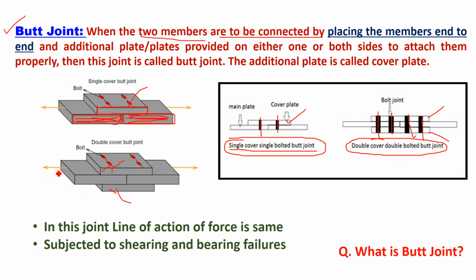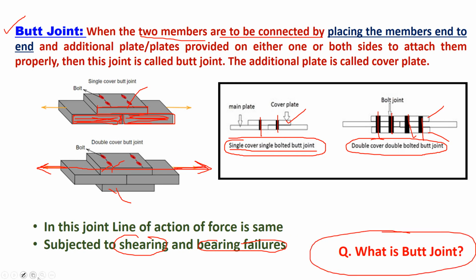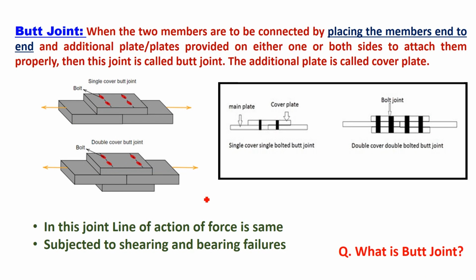In this joint, the line of action of force is the same. For example, the force of this plate is going towards the left and the force of this plate is going towards the right, but the line of action of this force is the same. This type of joint is also subjected to shearing and bearing type of failures, but the butt joint is strongly recommended for use in the design of steel structures. Okay, the question which may be asked on this is, what is a butt joint? These are the types of bolted connections or bolted joints, that is lap joint and butt joint.